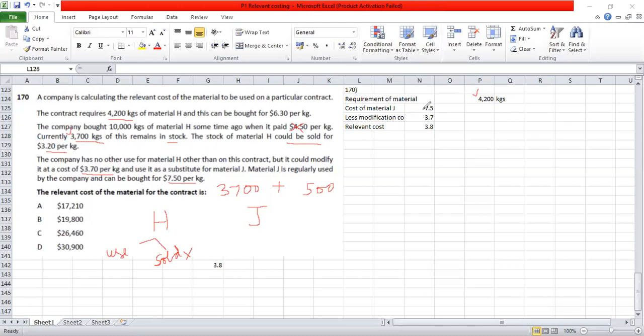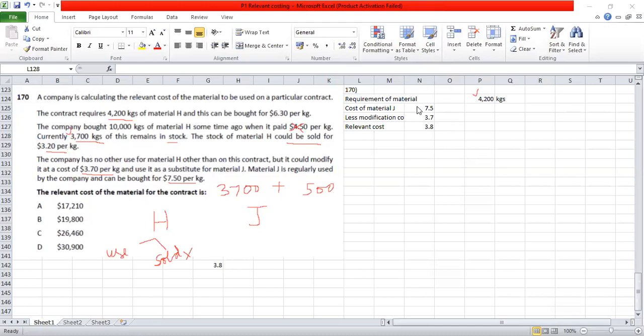So instead of spending 7.50, they would not be spending because it's already there. So at the current relevant market price 7.50, out of that 3.7 modification cost is taken out. So the cost which is relevant at the moment for them is 3.8. But 3.8 is applied only for 3,700 kgs. So 3.2 is not an option because 3.2 will not serve them the purpose. Even if they sell them at 3.2, again it has to be either acquired at 6.3 or 7.5. There the cost would be increasing. The sale option is completely ruled out.